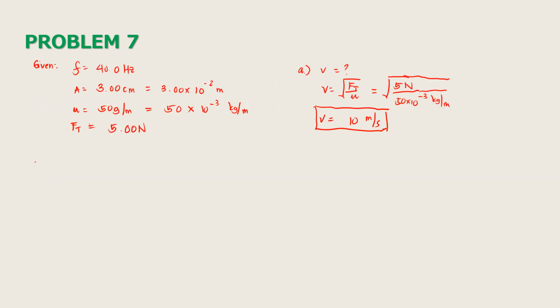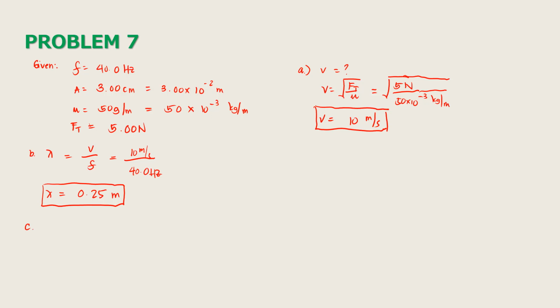So next is to calculate the wavelength. The wavelength, lambda, is just equal to v over the frequency. We have now obtained the speed, which is 10 meters per second, and we are given the frequency, which is 40 hertz. So the wavelength is equal to 0.25 meter. And then for letter C, we have to find the wave function of the wave.